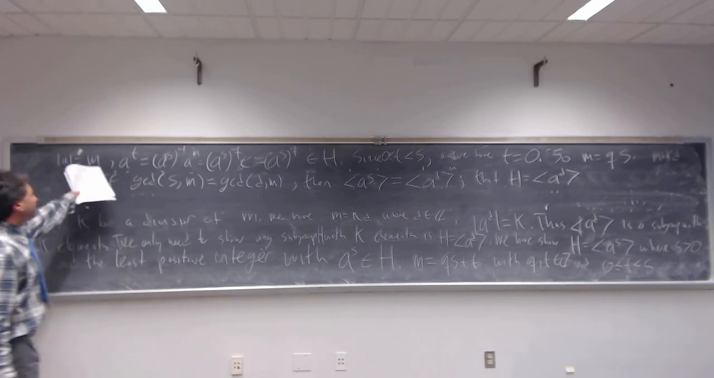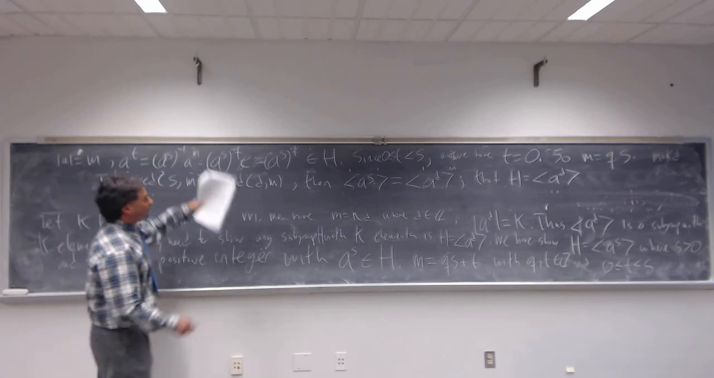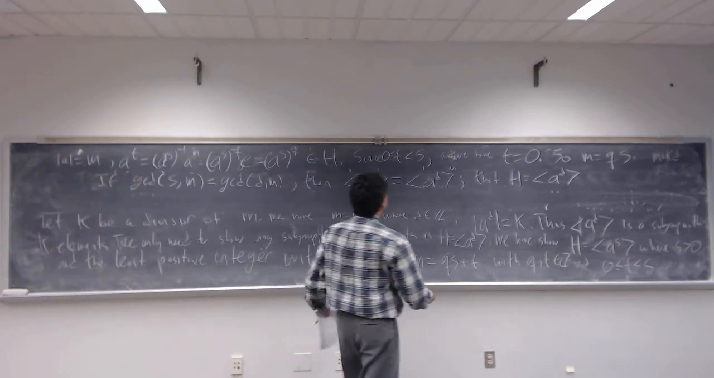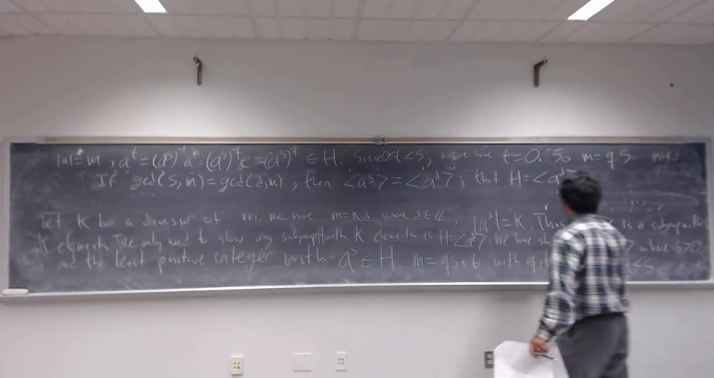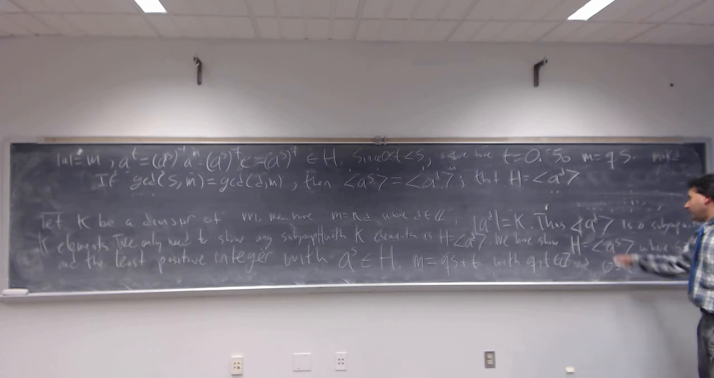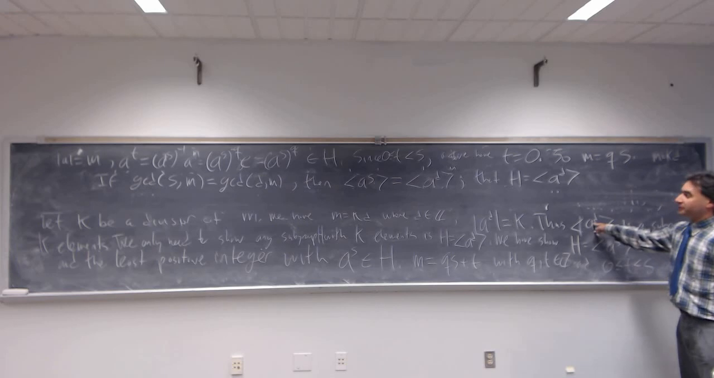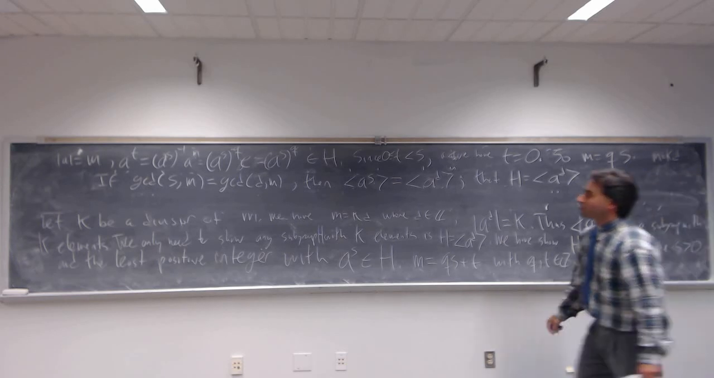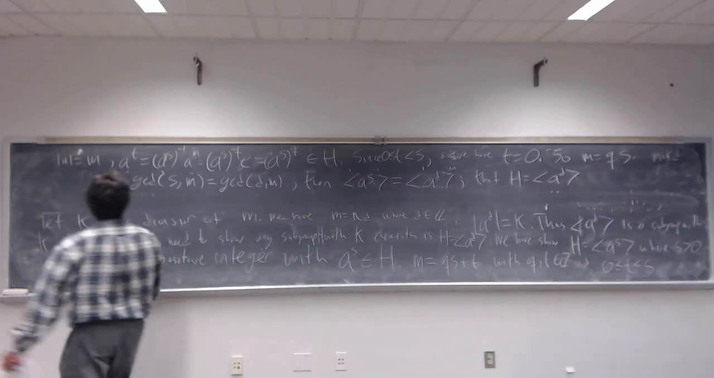Okay, this argument we've completed up to here. This last line has proven that T is equal to 0, and so H is exactly this cyclic subgroup generated by A to the S. Maybe it's different than this cyclic subgroup. We're claiming it's not. So let's see why this is the case.